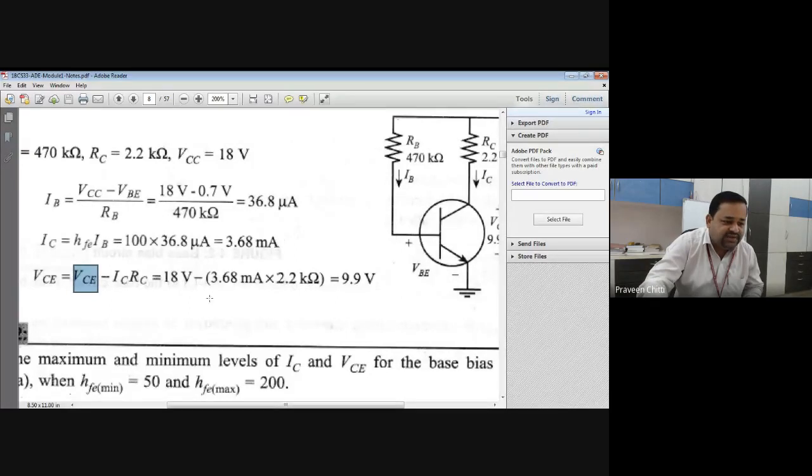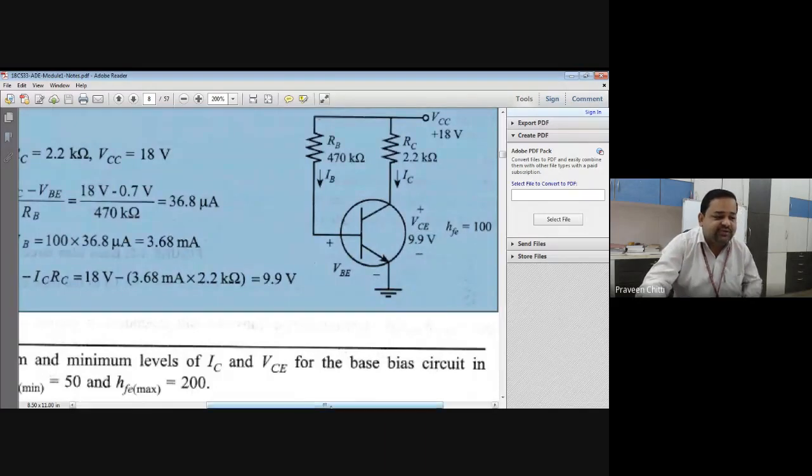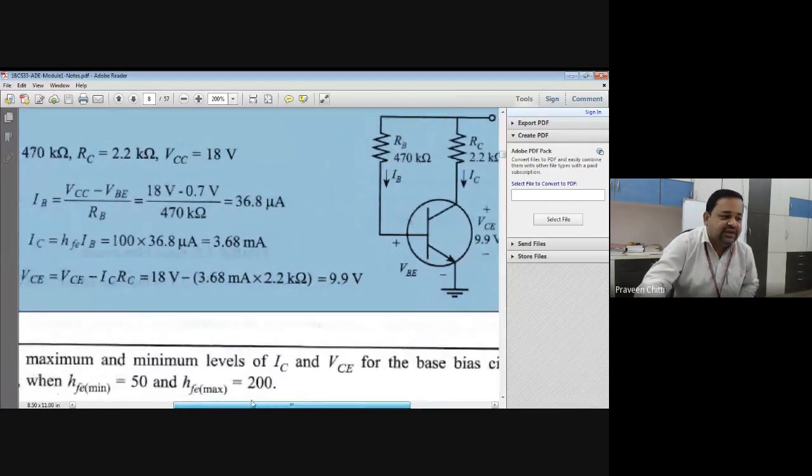VCC is 18 minus IC, which is 3.68 milliamperes, times RC, which is 2.2 kilo ohms. So it comes out to how much? 9.9 volt. And that value is shown here, 9.9 volt. So it is a very simple example. You can see just in 3 steps, you will get the answer.